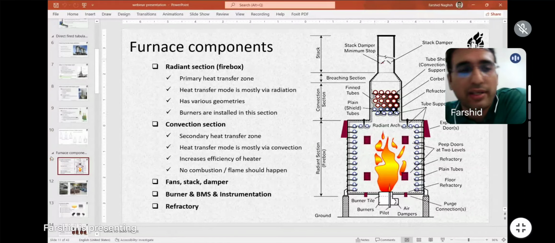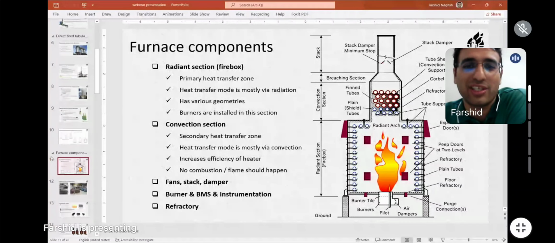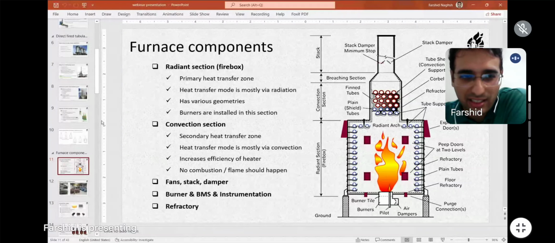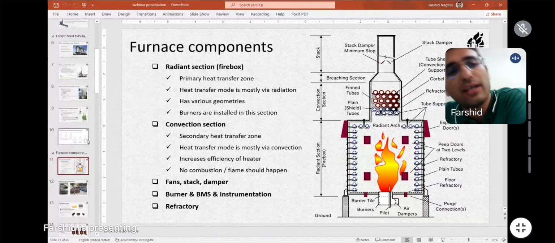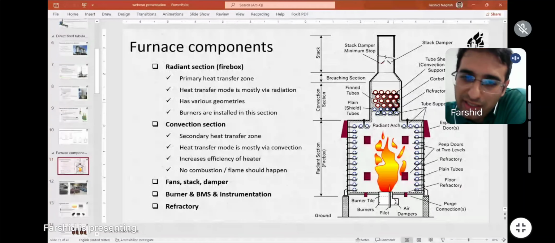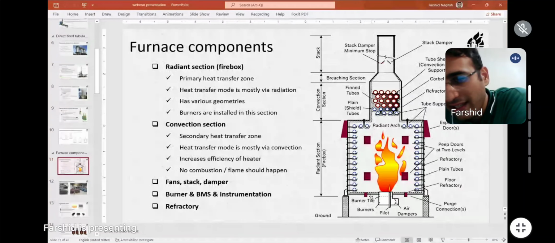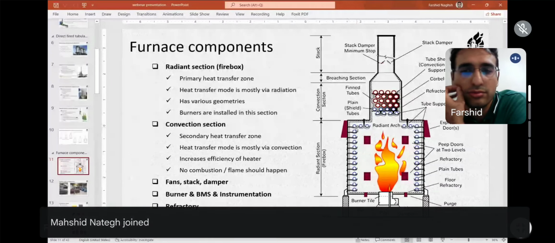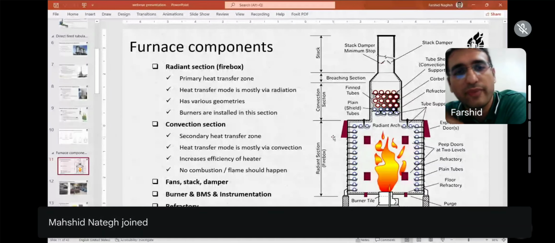I should remind you that I am talking about simple heaters. There are configurations in reaction heaters where some burners are installed before the convection section, but for now, I'm just talking about simple heaters. So burners are only installed in the radiant section, either in the bottom of this radiant section or on the walls. So this is the radiant section.